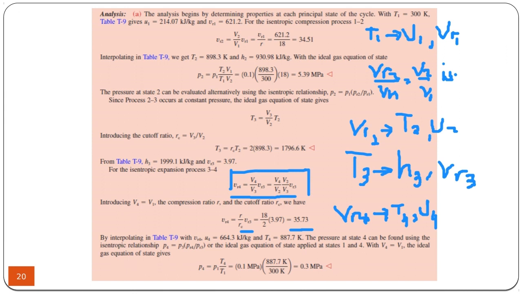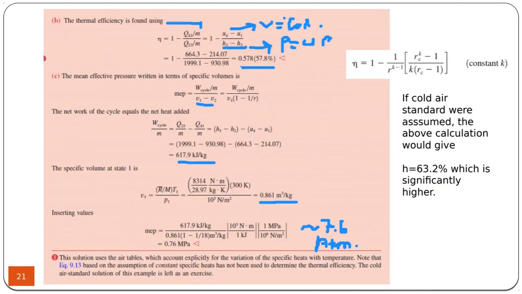And as you can see, it's 5.39 megapascals, which is 54 atmospheres, whereas the mean effective pressure is only 7.6 atmospheres. So there is a much larger difference between the maximum pressure and mean effective pressure, and this is a typical mean effective pressure that you can find in a diesel engine.